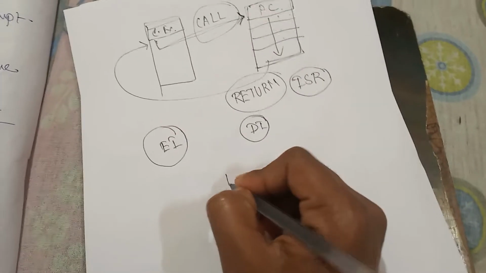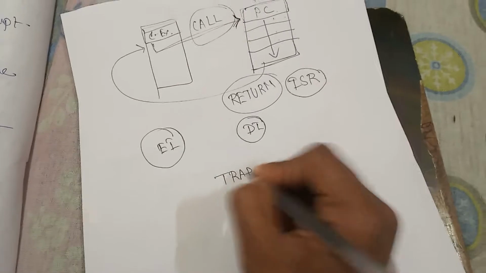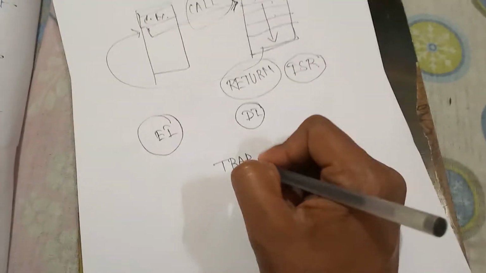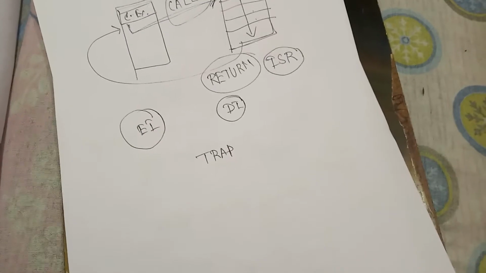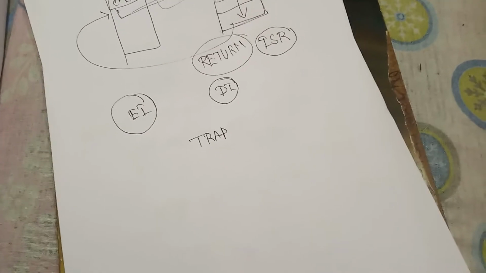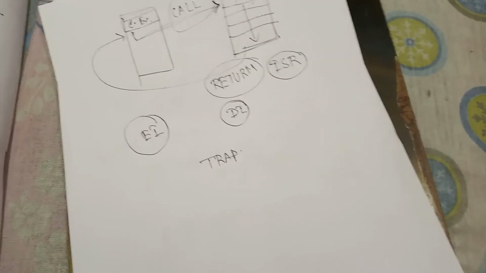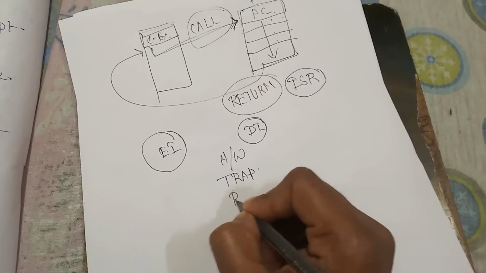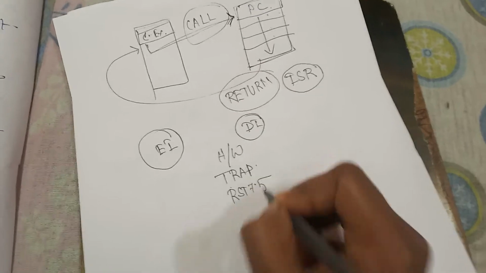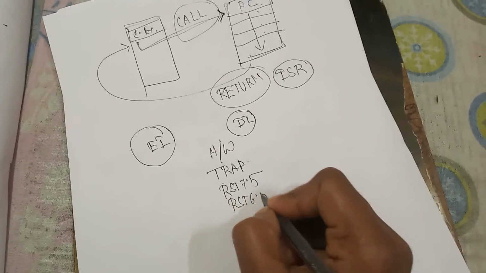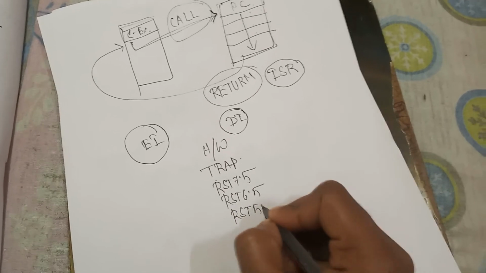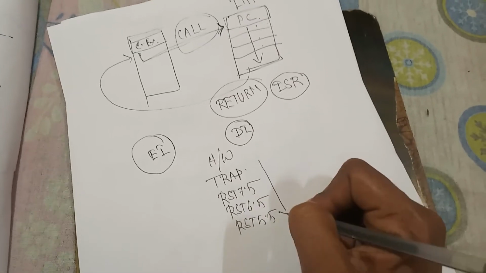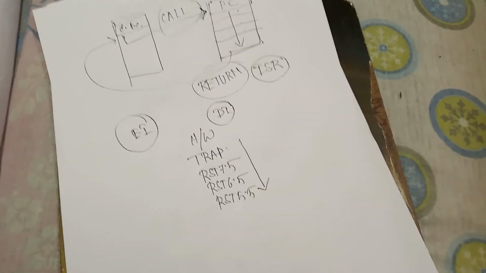Now we look at the priority of some interrupts. The first priority interrupt is TRAP, which is mainly the power off switch. If we press the off button, the mobile will not work, or the laptop or our PC will not work. So this is the highest priority interrupt, a hardware interrupt. The next priority interrupts are RST 7.5, RST 6.5, RST 5.5. So these are the priorities of the interrupts.